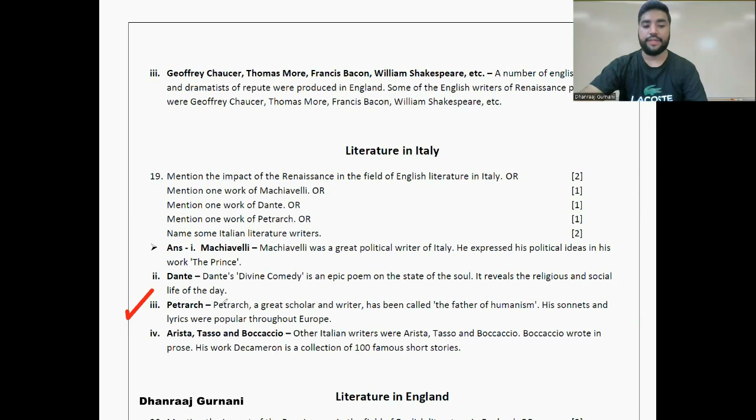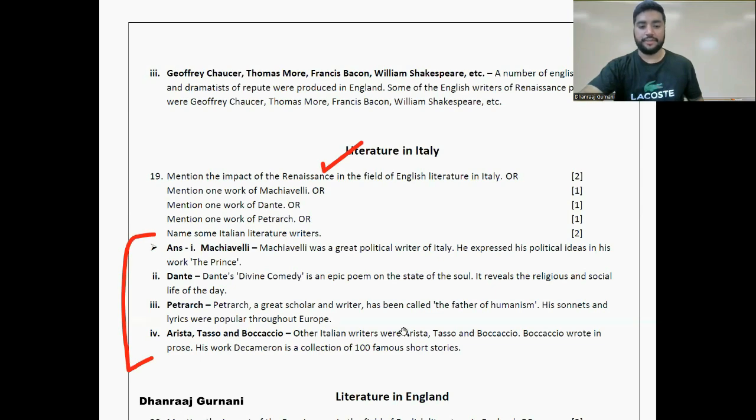Third one, Petrarch. Petrarch was a great scholar and writer. He has been called the father of humanism. His sonnets and lyrics were popular throughout Europe. Petrarch, father of humanism. And lastly, Ariosto, Tasso, and Boccaccio. Other Italian writers were Ariosto, Tasso, and Boccaccio. Boccaccio wrote in prose. His work Decameron is a collection of 100 famous short stories. This is literature in Italy, 4 with names and authors.